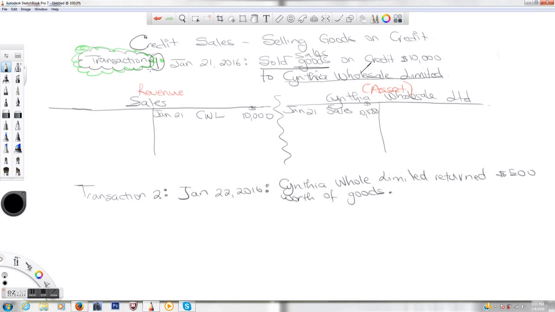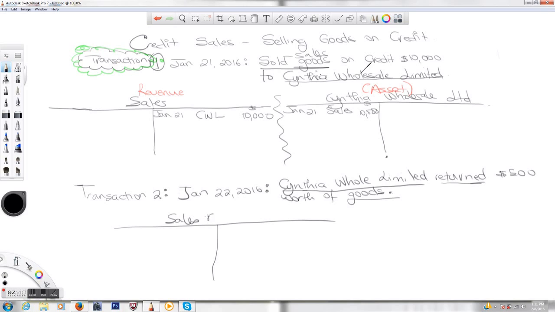Now remember, at least two accounts are affected by this transaction. The two accounts are Cynthia Wholesale Limited and return of goods. Cynthia Wholesale Limited is the one returning the goods, so this is return inwards, or a sales return. How do we know it's a sales return? Because we sold Cynthia goods and they're returning them, so it's a sales return, aka return inwards. We already have Cynthia Wholesale Limited's account up above, so we're not going to draw another one, we're going to use it. And the other account we need is a sales return account, aka the return inwards account.